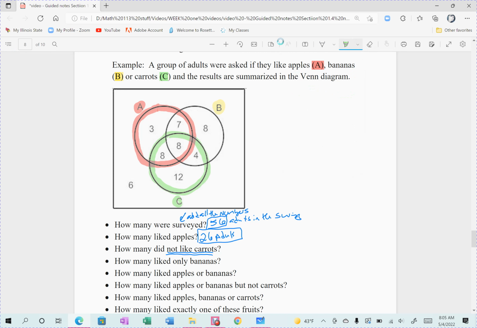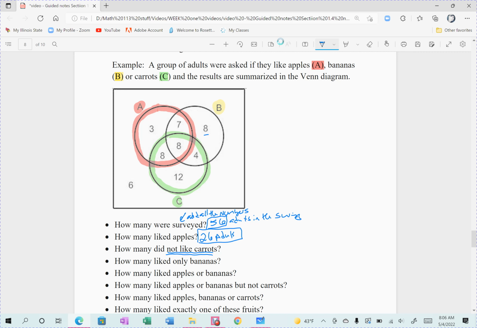But I don't want anybody in that circle. I want everybody that's not in that circle. What you have to be careful of for the people that are not in the circle is you don't forget the little 6 out here. Right? And so the ones we're going to add up is this 6 that's outside. It's not in my green circle. This 3, this 7, and that 8, right? Everybody who doesn't like carrots is everybody who lands outside of that green circle.